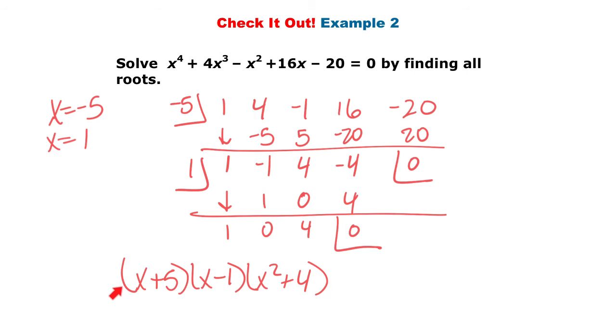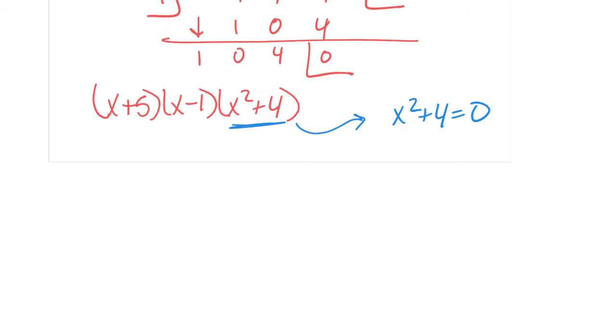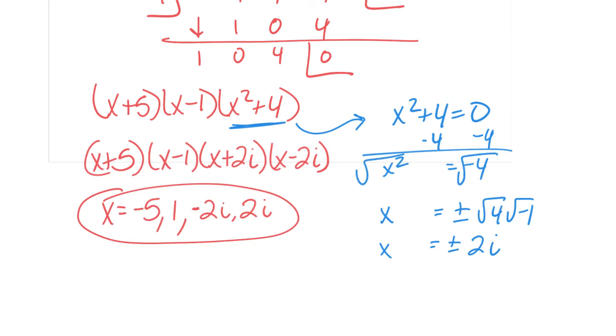Here's what we have so far. These were the two roots that we got from the graph, and then this is what's left after a synthetic division. When you solve this one, you get x to be plus or minus 2i in that part. So fully factored, you have these 4 factors, and you end up with these 4 solutions or roots. And that makes sense because the original degree of this polynomial was 4.